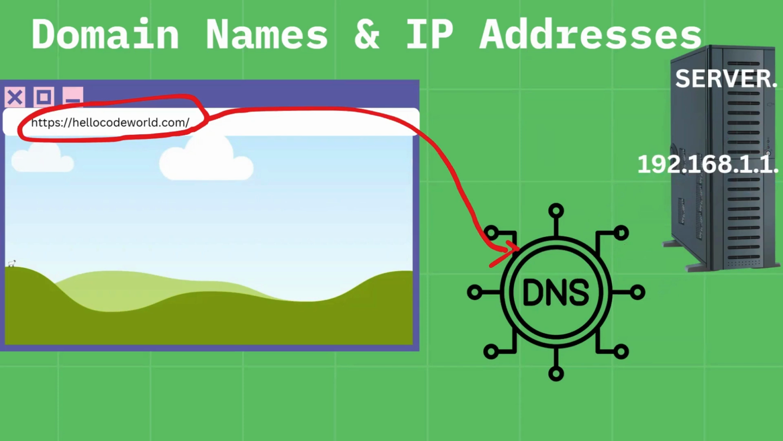To recap, websites are made of HTML, CSS, and JavaScript. Servers store website files and send them to your browser. Web browsers interpret the files and display the web page. HTTP is the protocol that allows servers and browsers to communicate. Domain names are converted into IP addresses so browsers can find the right servers. And that's it. Now you understand the basics of how the web works.